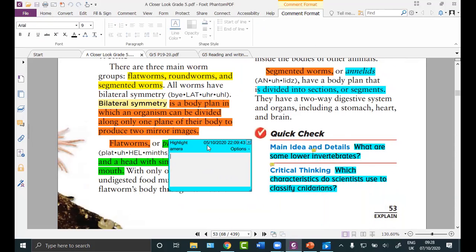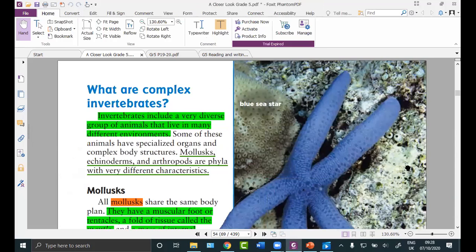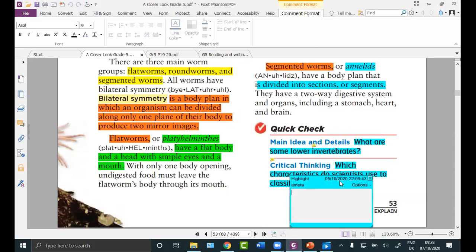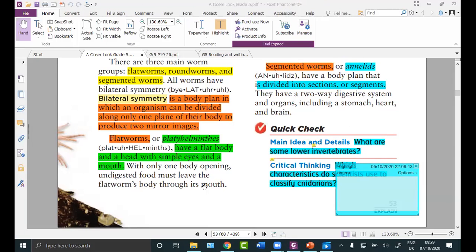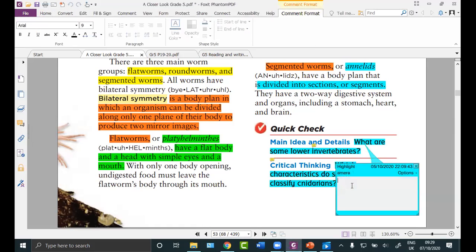Okay, quick check. Question number one. Who can answer? What are some lower invertebrates? I will choose Malik Muhammad. Yes, teacher. Answer number one: what are some lower invertebrates?